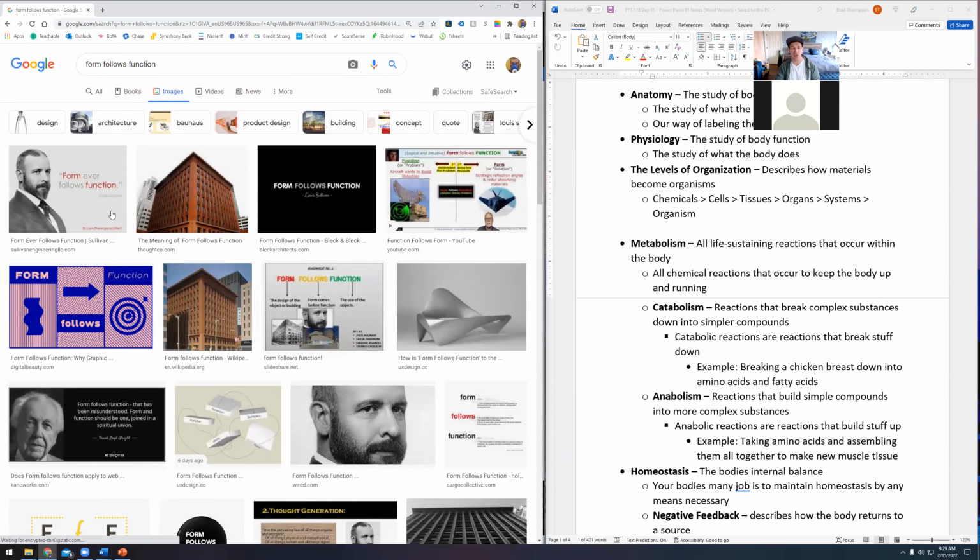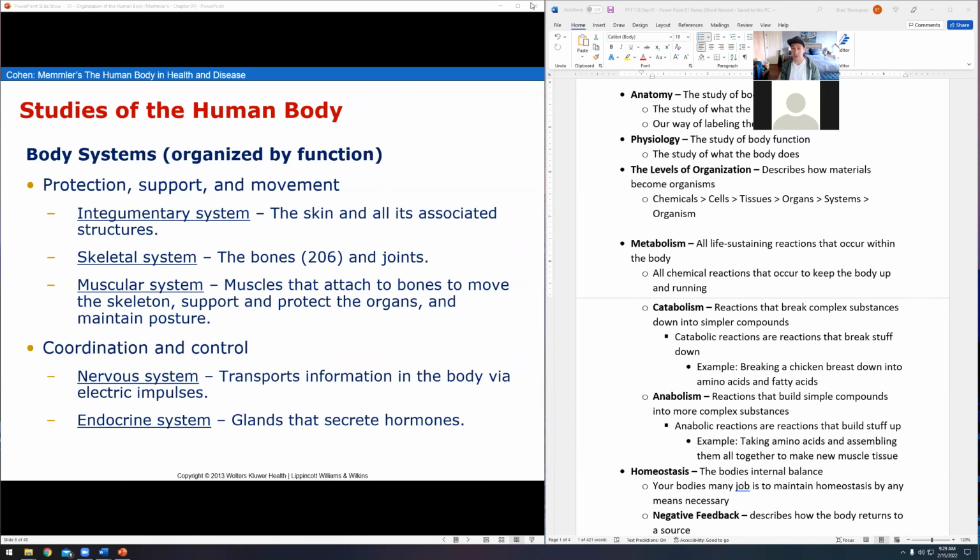This is kind of funny because this is like an architect. We always think about architects. They're the ones who took this term, and then anatomists were like, oh, that's perfect, we're going to take that. So when I say form follows function, it's basically that things have to be shaped a certain way so that they can do certain things, right?